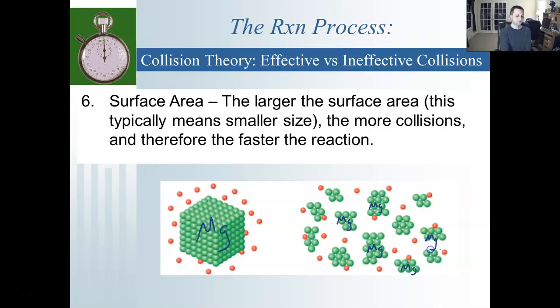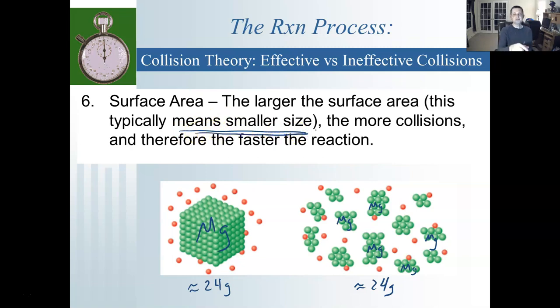If you add up all of the atoms of magnesium in this picture on the left, that is going to be the same as the number of atoms of magnesium on the right. Let's say we have a mole of magnesium, which is around 24 grams. You're going to have 24 grams of magnesium on the left, 24 grams on the right, but just in a smaller size. So more surface area, the same amount, but smaller particle size.